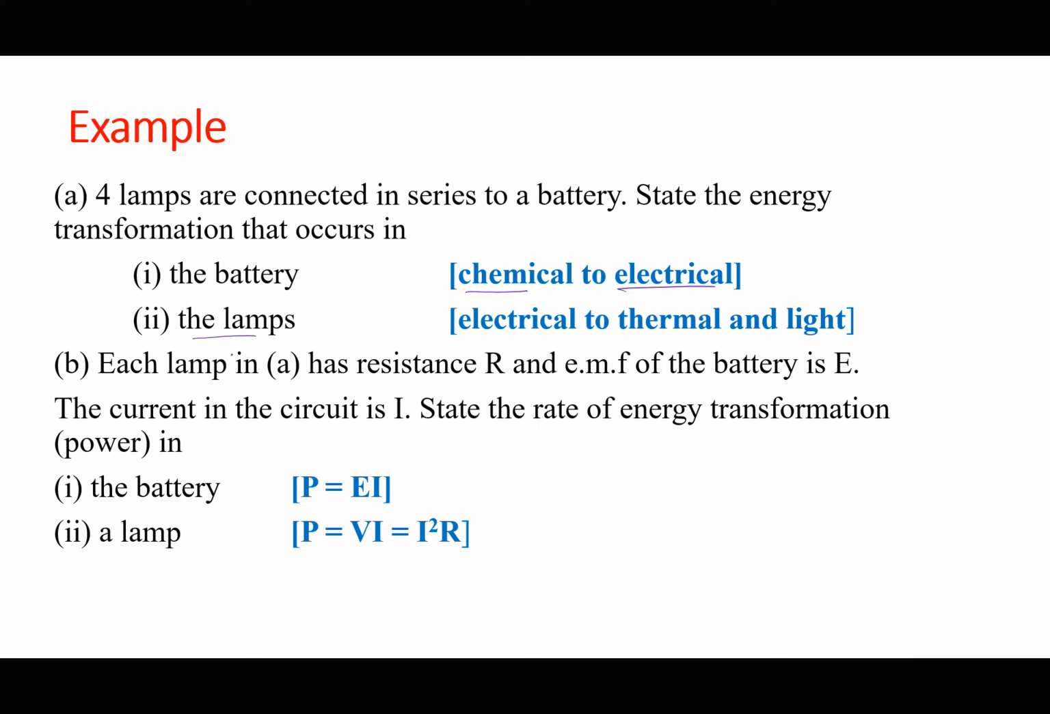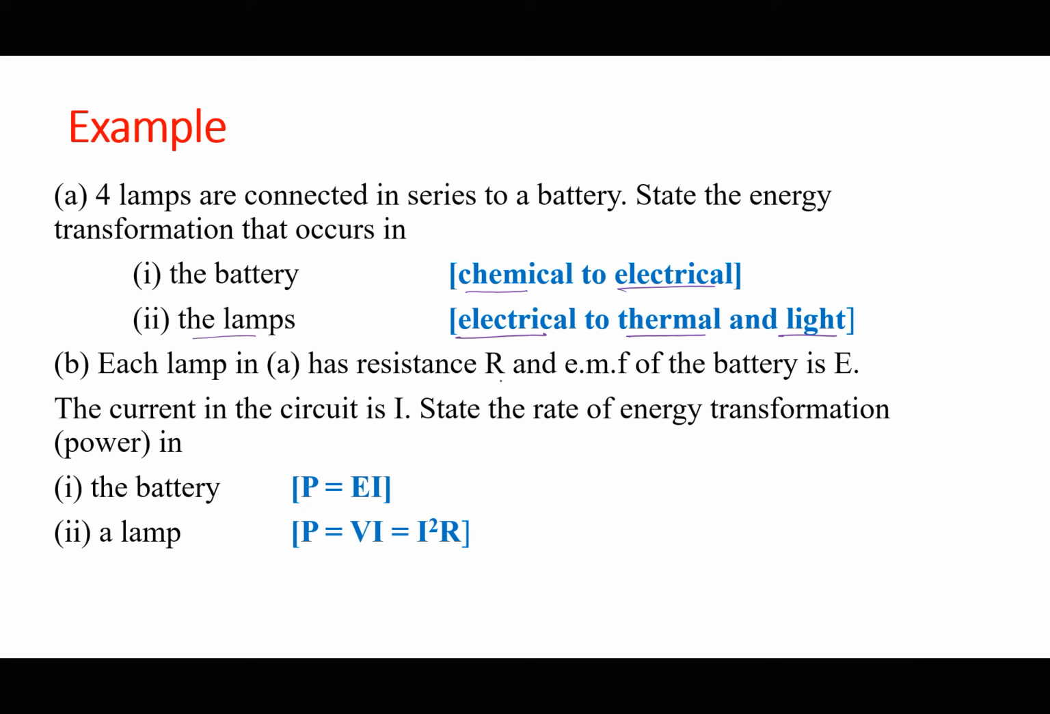Then in the lamps, the charge gives out its energy to the lamps. The energy which the charge already has is electrical. So the electrical energy of the charge becomes the thermal energy in the lamp and maybe light of the lamp.